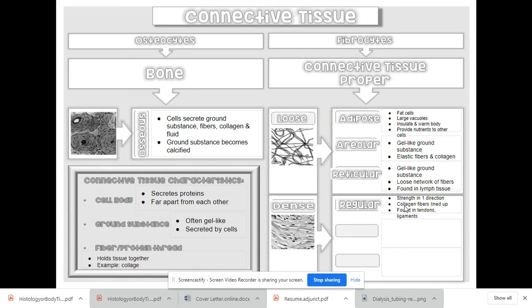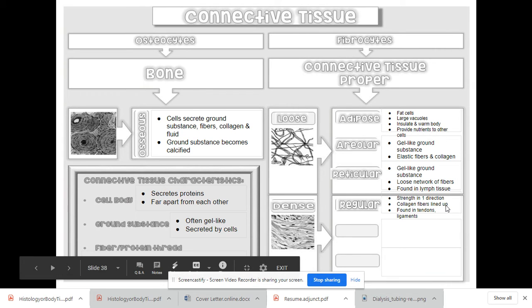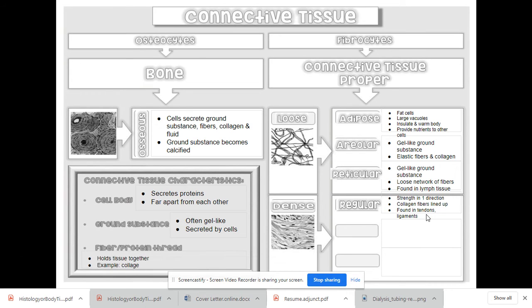So this is where the collagen fibers are lined up in that one direction, and you find that in tendons and ligaments, which need to be strong because they're holding your muscles to your bones, and they're holding bones together, so they need to be strong. A second type of dense connective tissue is irregular.